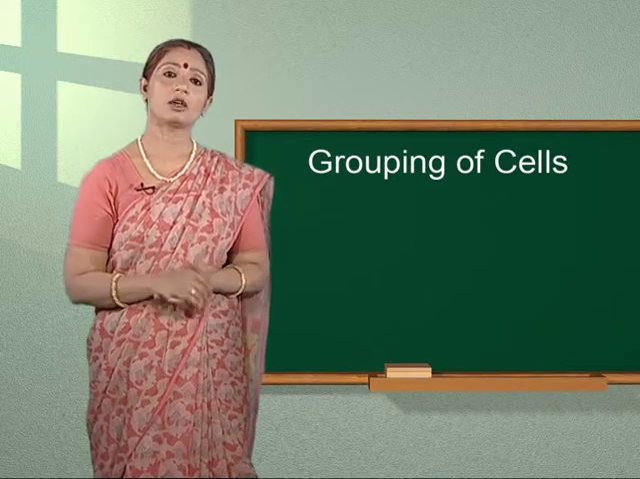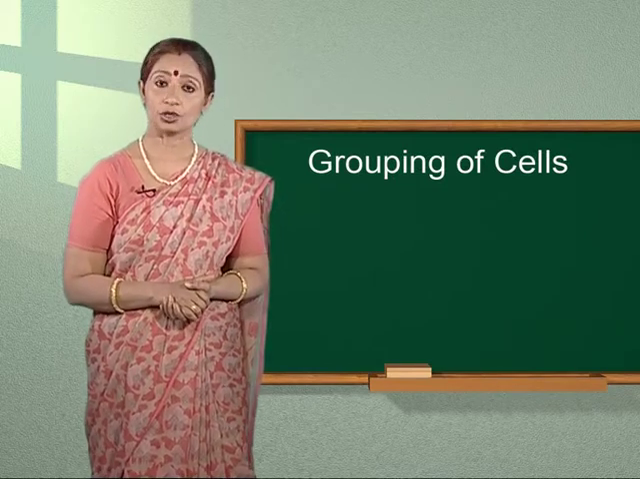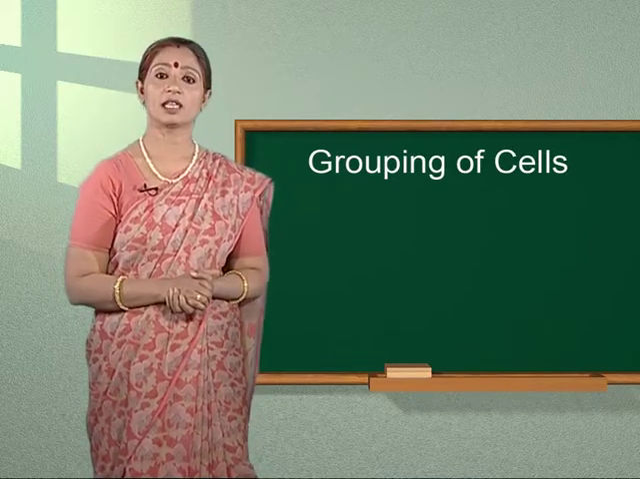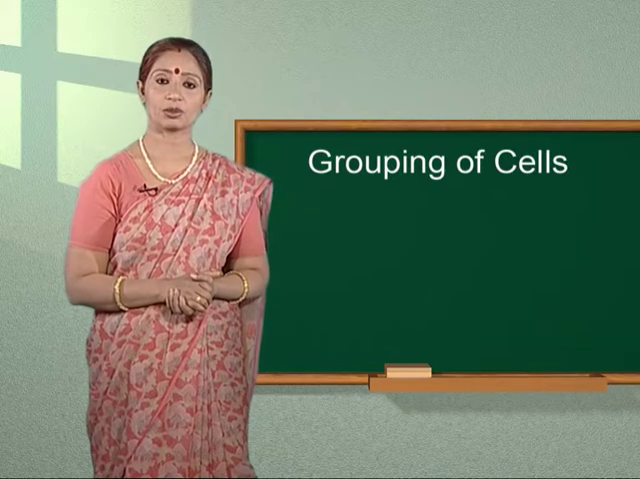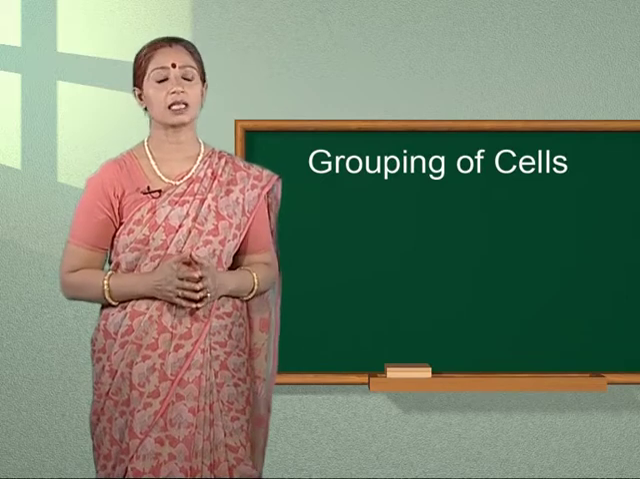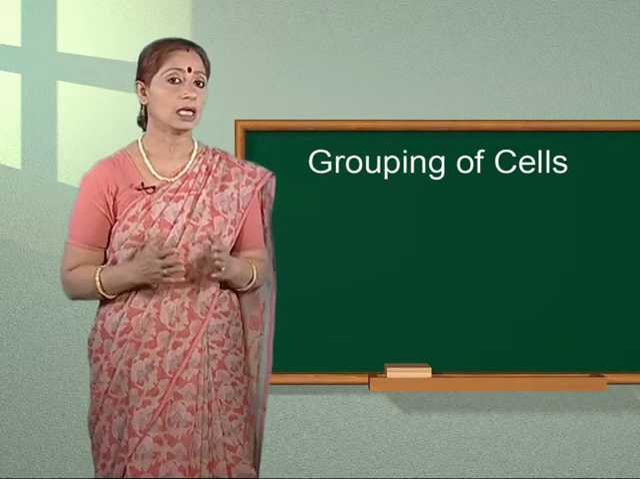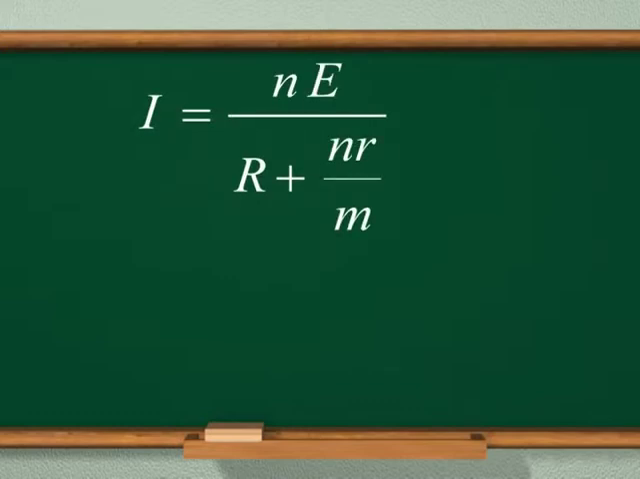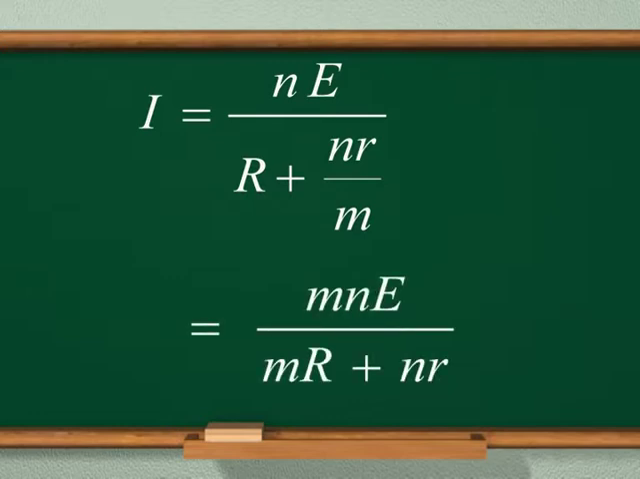Since the parallel combination of cells does not affect the EMF of the cell, but simply increases the size of the electrodes, the effective EMF of all the cells is equal to nE. The current in the external resistance R is given by I equals nE upon R plus nr by m, which is equal to mnE upon mR plus nr.